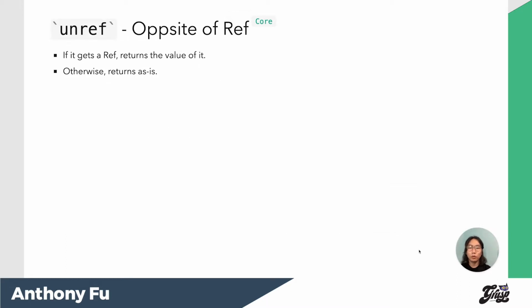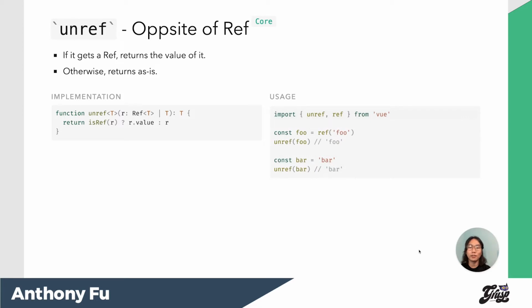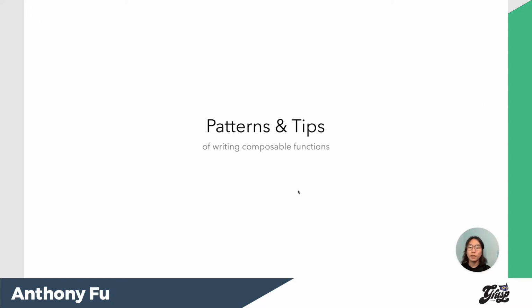Unref is another composition API I would like to introduce. As the name unref sounds, it's kind of the opposite of ref. While the ref function takes the value and turns it into a ref, unref takes a ref and returns its value. The interesting part of it is that if you pass a plain value to unref, it will return the value as is to you. You can see the implementation is basically this. This is not a big feature, but a good tip to unify your logic, which I will show you soon. So that's a tip for using ref and reactive.